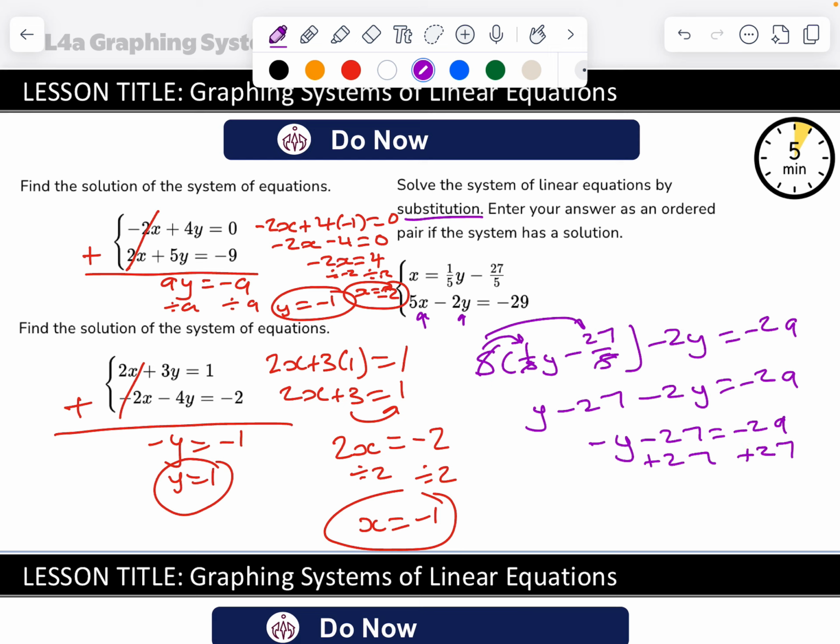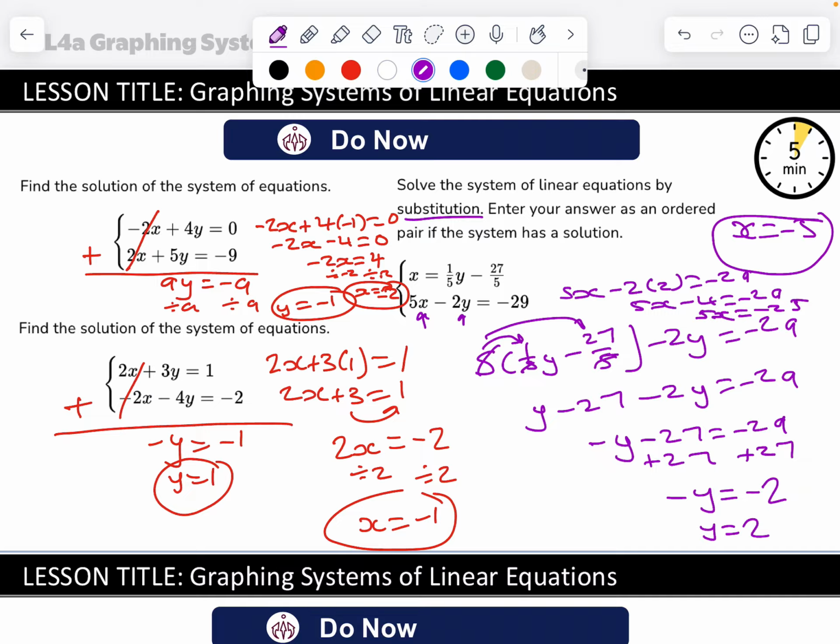Add 27 to both sides. Negative y is going to equal negative 2, so y equals positive 2. Put it back into any of the equations at the top. I'm going to pick the second one. So 5x minus 2 times 2 is negative 29. 5x minus 4 is negative 29. Add 4 to both sides. 5x is going to equal negative 25. Don't have much space, but x equals negative 5.